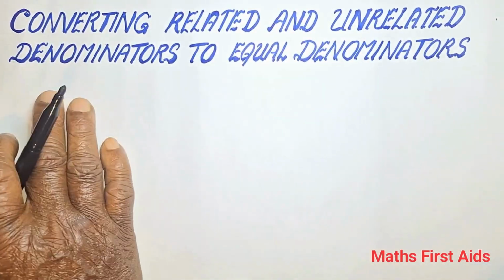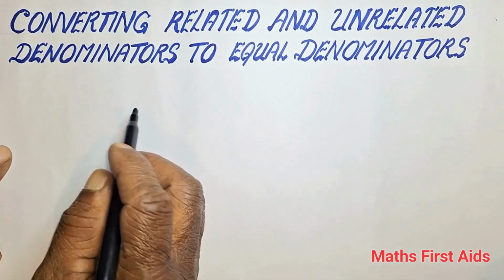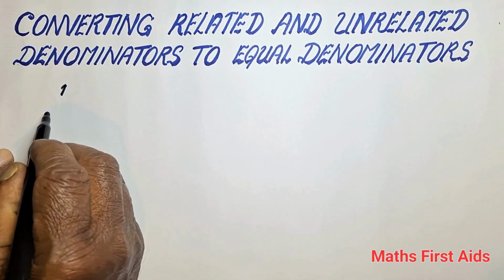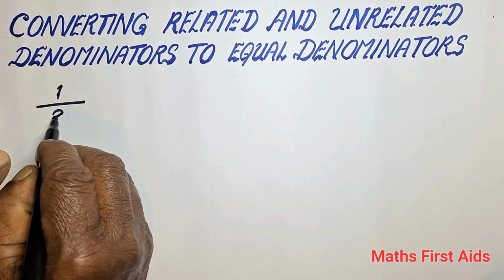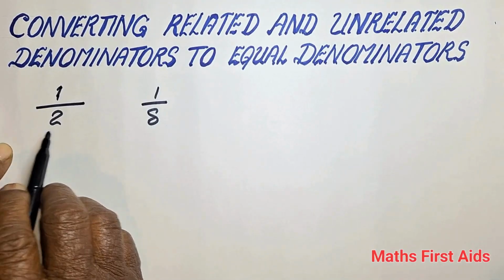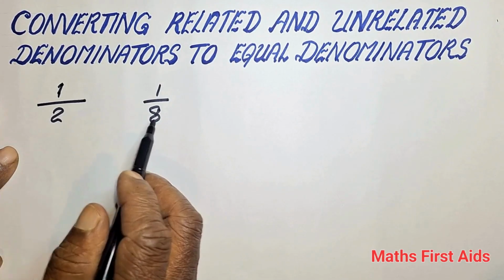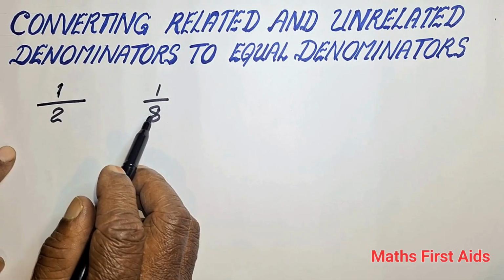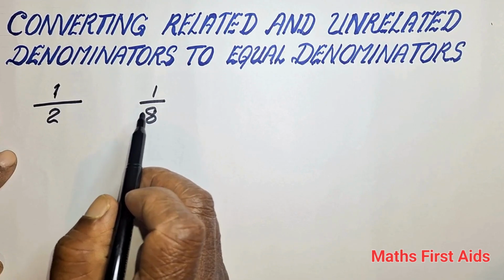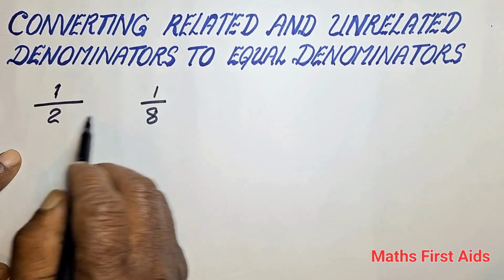Converting related and unrelated denominators to equal denominators. We'll see what are related denominators. For example, if you take 1 over 2 and 1 over 8. Now, here the denominator is 2, the denominator is 8. These two are related to each other because 8 is also a multiple of 2. So how to make them equal?